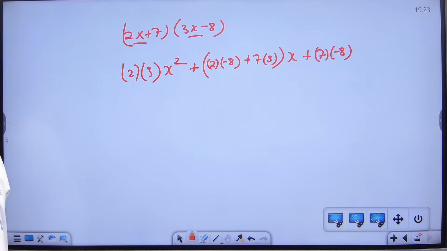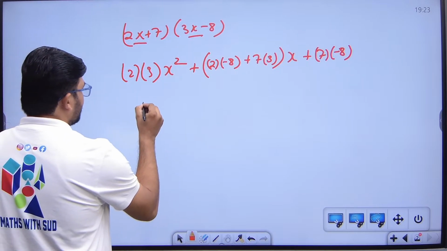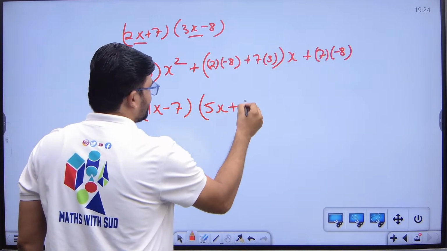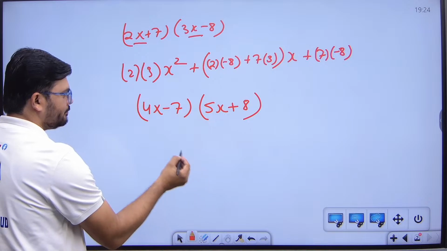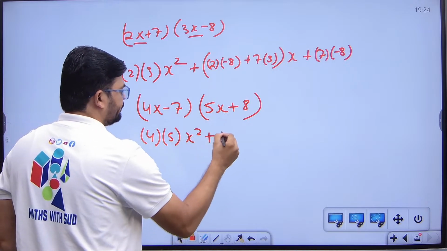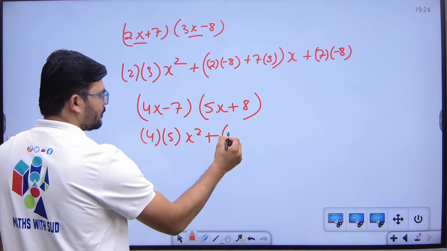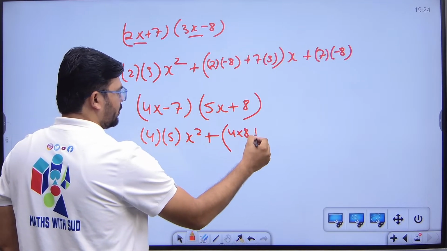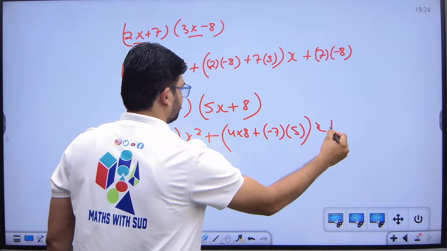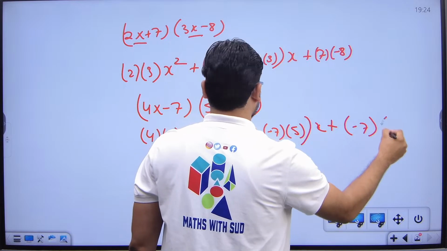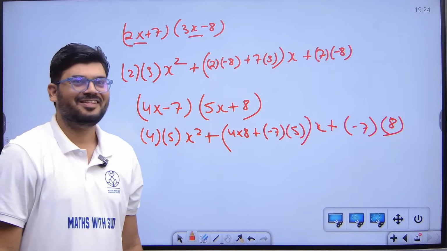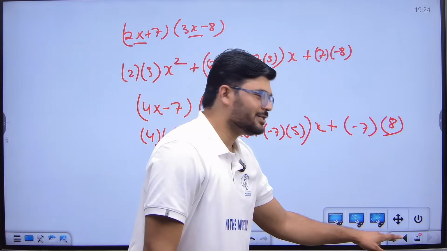Okay, so the next question is 4x minus 7 times 5x plus 8. Tell me quickly. 4 into 5x square, plus 4 into 8 plus minus 7 into 5x, whole thing multiplied by x, plus minus 7 into 8. You have to tell me before I finish writing this.